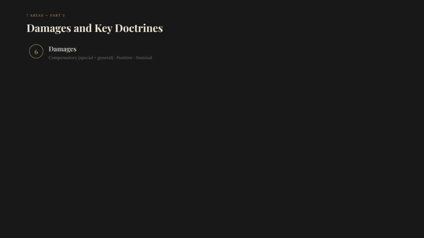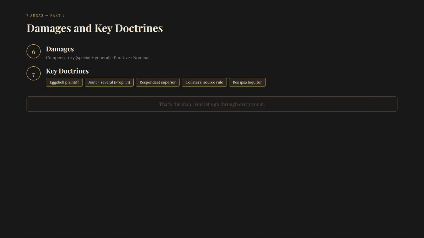Sixth, damages: compensatory, punitive, and nominal. Seventh, key doctrines: eggshell plaintiff, joint and several liability under Prop 51, respondeat superior, collateral source rule, and res ipsa loquitur. That's the map, so now let's go through every room.